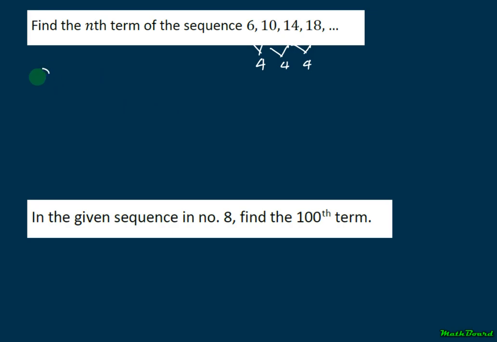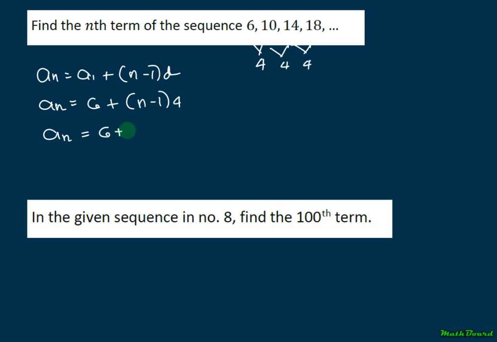And to find the nth term, a sub n equals a sub 1 plus n minus 1 times d. So a sub n equals, the first term is 6, plus n minus 1 times the common difference 4. That is a sub n equals 6 plus, distributing, 4n and -4. So that is 4n, and 6 minus 4 is positive 2. So the nth term is 4n plus 2.